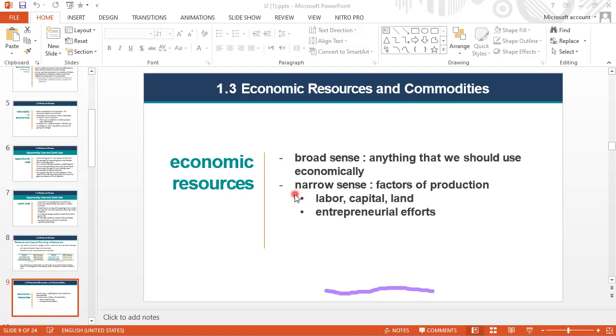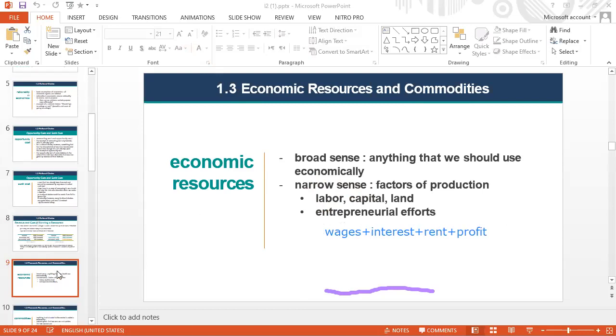And we have four factors of production. The first is labor, and for labor we have wages. For capital, we have interest. For land, we have rent. And for the entrepreneur, we have profit. These are the prices of the factors of production. So the prices of the factors of production are wages plus interest plus rent plus profit.